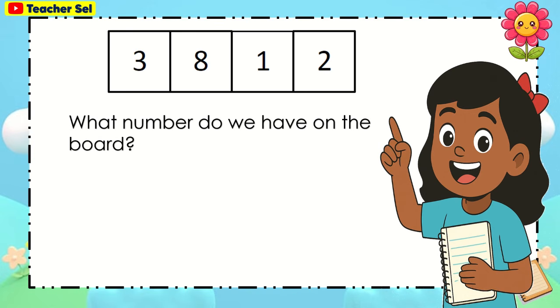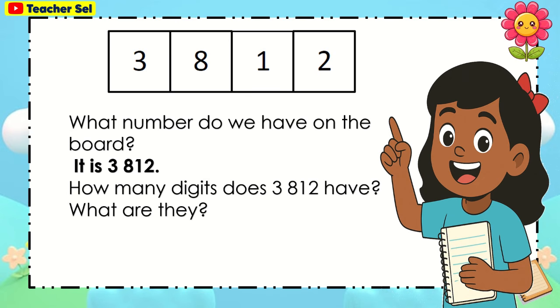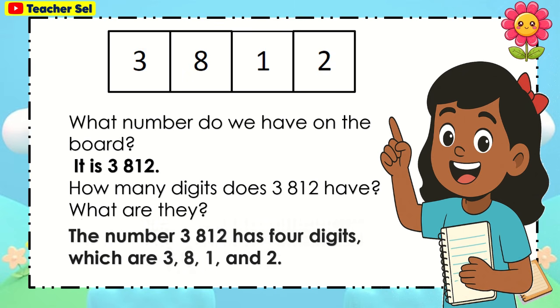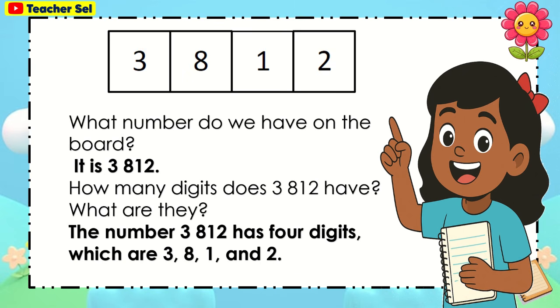What number do we have on the board? It is 3812. How many digits does 3812 have? What are they? The number 3812 has 4 digits, which are 3, 8, 1, and 2.